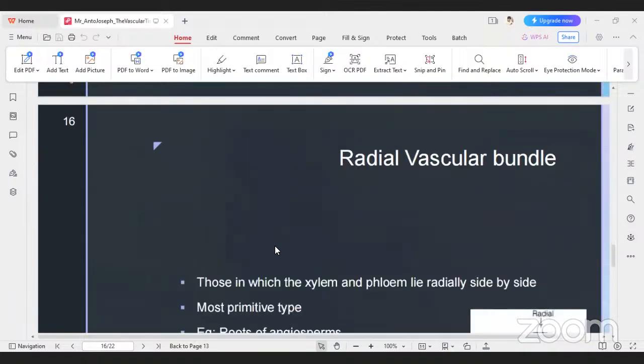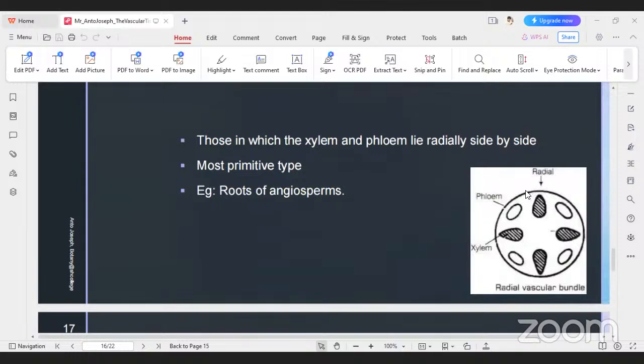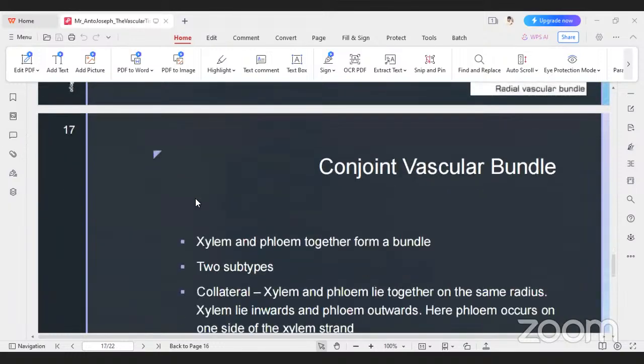First, let's see radial. Radial vascular bundle is present in the root system. For example, this is the stele. In the stele, xylem and phloem are arranged radially. Here xylem, alternate phloem, then again xylem, alternate phloem, xylem. So this type is called radial, which is mainly present in the roots of angiosperms.